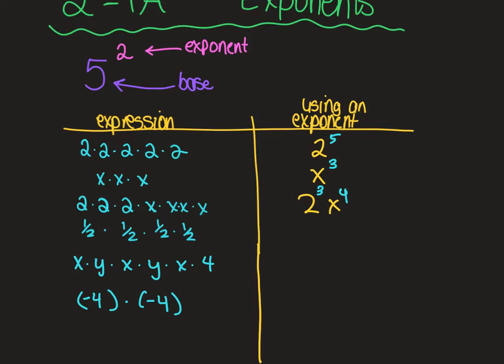The 1/2's. 1/2 is my base. I'm going to put it inside of parentheses and then count 1, 2, 3, 4. So there are 4 of them, and I put a tiny 4.